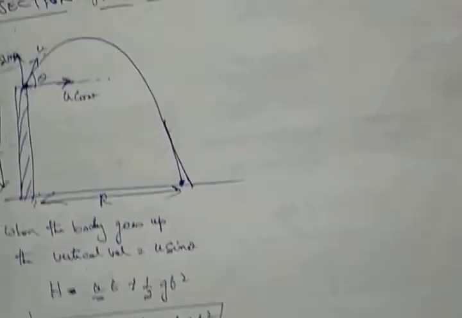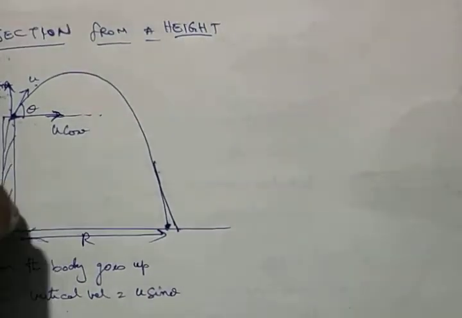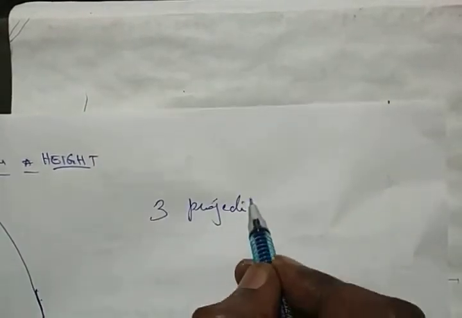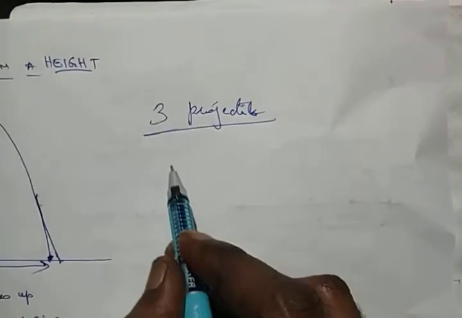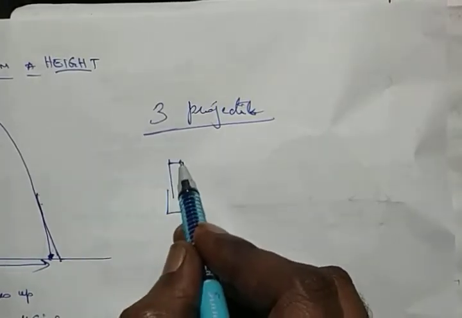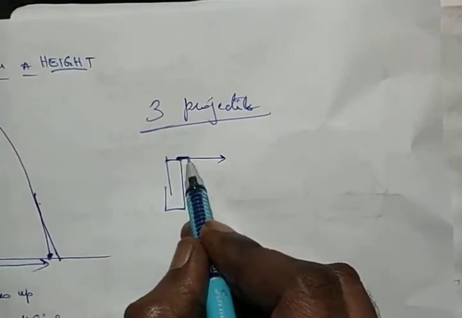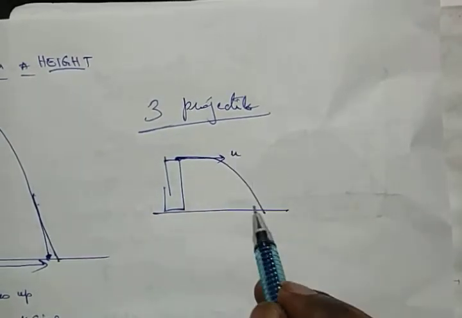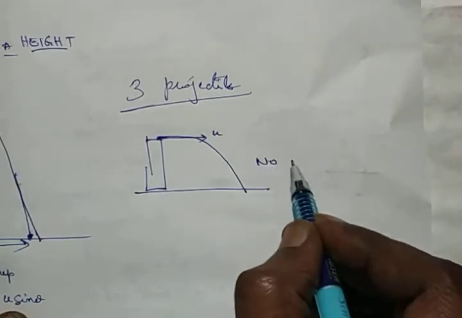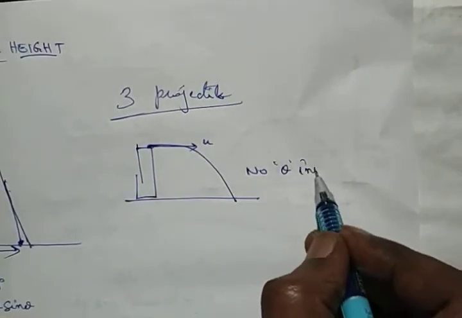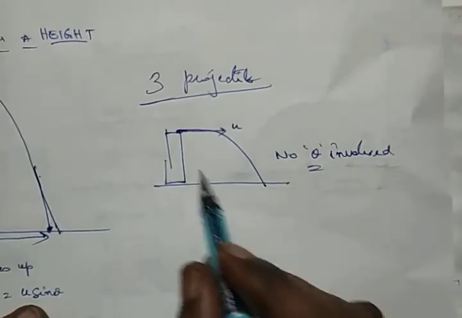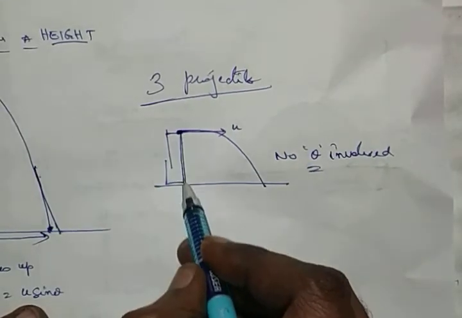Before going for the numericals, again the wrap up of all things: there are three kinds of projectiles. So what are the three projectiles that we saw? First one is from a height, just shoot straight and the body comes down here under the influence of gravity. So that is u. There is no theta involved. You will not find any theta value involved. So it is straight down. That means this body is just being dropped.